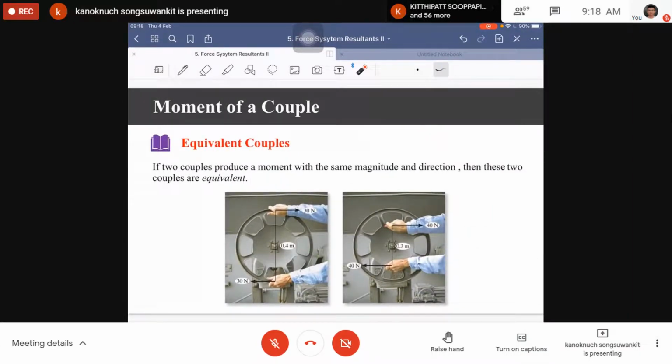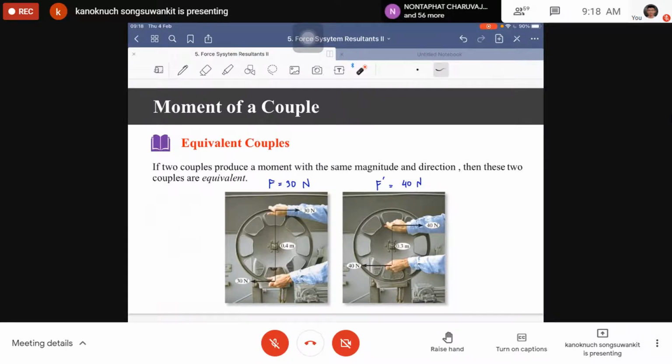Okay, so what is the equivalent of the couple moment? Let's consider these two figures. If F from the first figure equals 30 Newtons and F dash on the second figure equals 40 Newtons, in case that we want to produce the same amount of moment, what happens if the force and the direction are different?